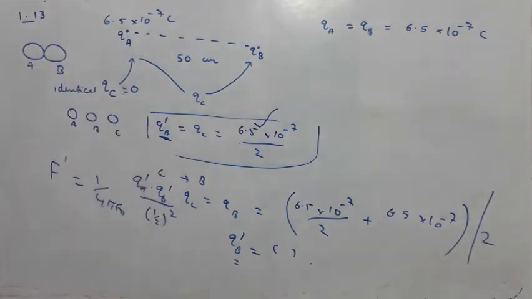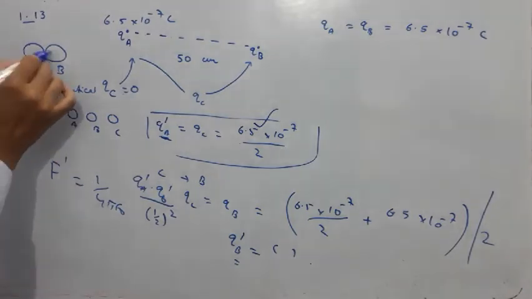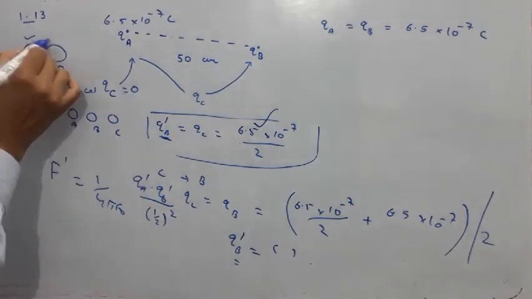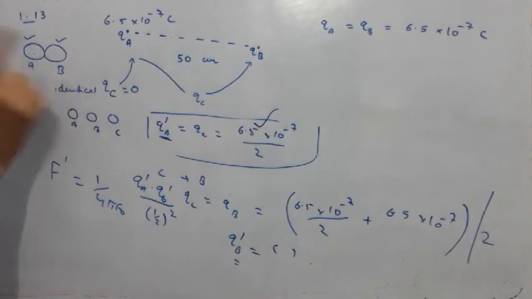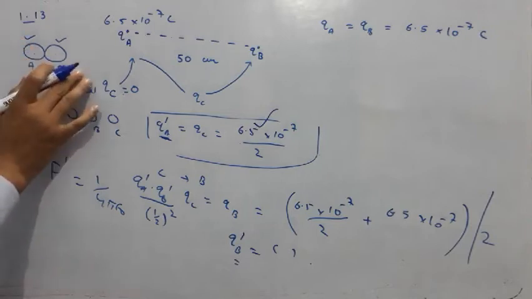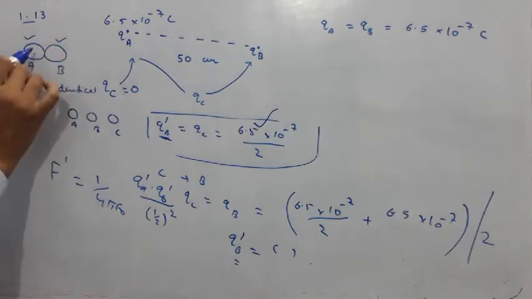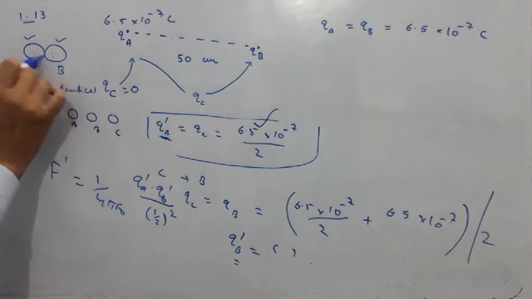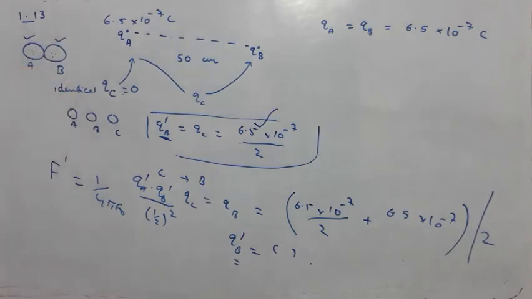So what is the concept here to be used? Whenever two metals touch each other and these two conducting metals are identical, then you have to use the concept that whatever be their initial charges, after they are brought in contact, they will share the same amount of charge. Charge will distribute equally on them, provided they have the same size.